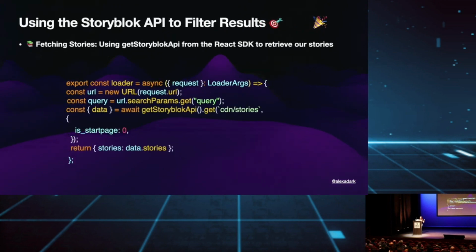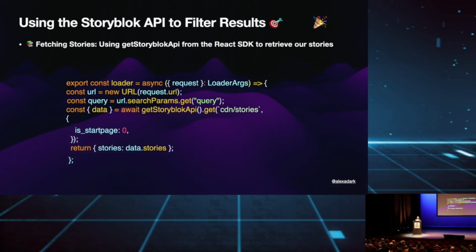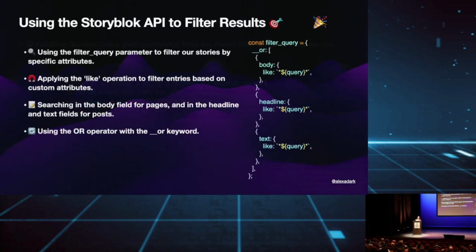And now we are going to use the Storyblok API to filter the results. So we use Storyblok API get, and here we get all the posts and pages, and we need now to filter them with the query. So here we use the filter query parameter to filter our story by the attribute, and we want to search if our query is contained in the body or in the headline or in the text field. And we use the like operator, and we add an asterisk before and after, because we want all the fields that contain our query.